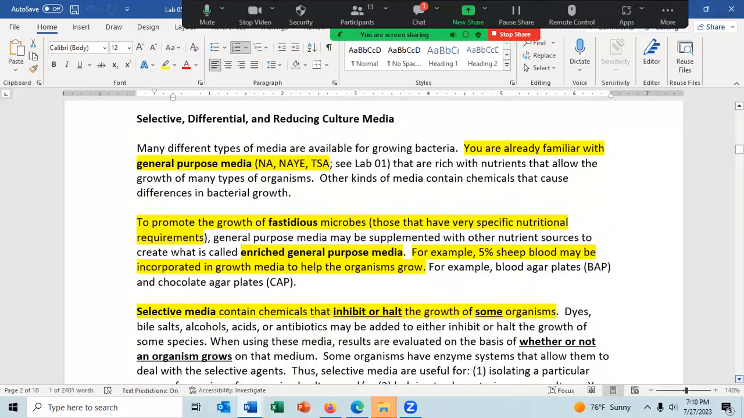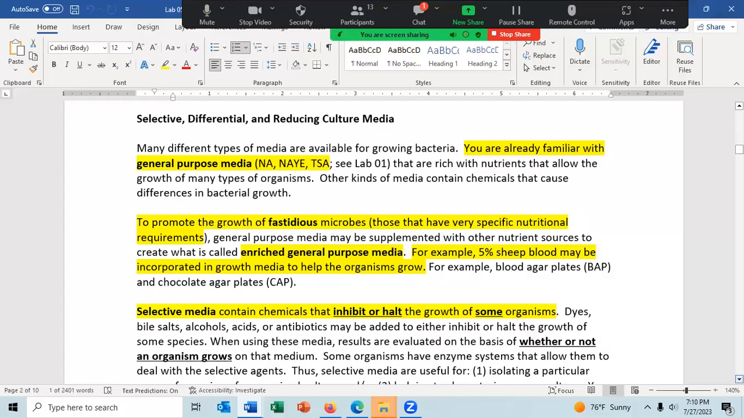So we have different types of media that we can grow our cultures in. You're already familiar with general purpose media, which allows many things to grow, but not everything, like not anything that's finicky or fastidious. Some general purpose media include NAYE, nutrient agar with yeast extract, and then TSA, or tryptic soy agar. These media are cheap, they can grow a lot of different things, and they are non-selective. Any question about any of that?